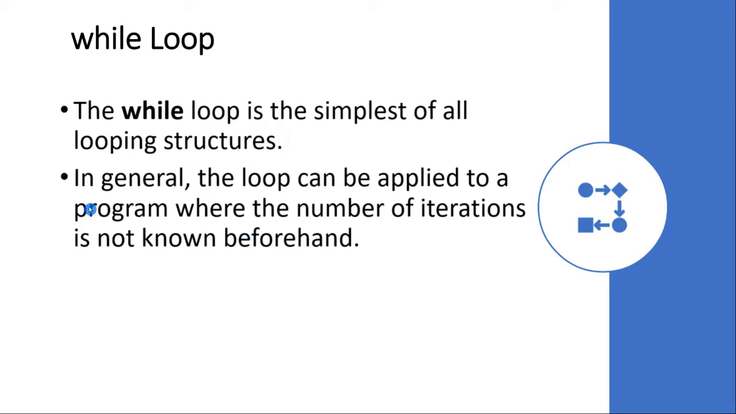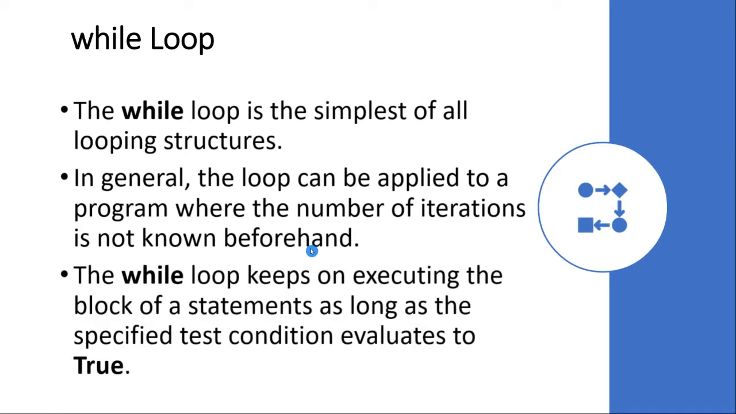If you consider the for loop, the statement has the initialization of the variable, then the condition checking, then the iteration. But when you do not know the number of iterations beforehand, you are going to use the while loop. The while loop keeps on executing the block of statements as long as the specified test condition evaluates to true. But in the for loop, it keeps working until the condition is false.